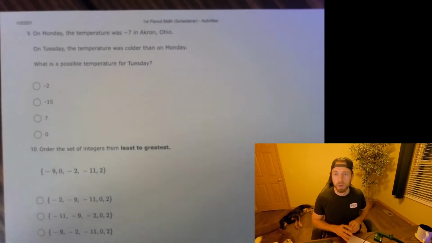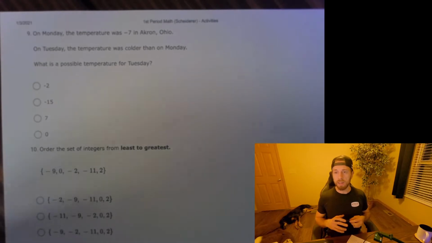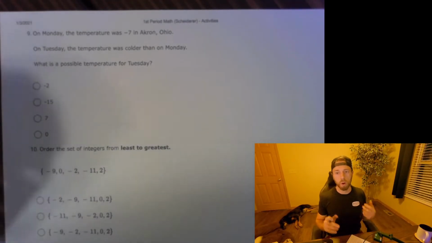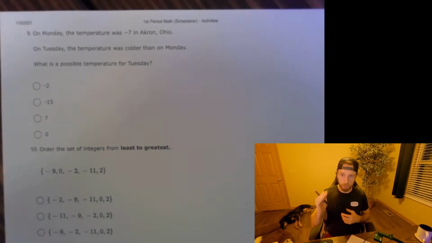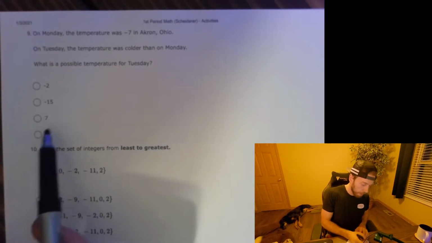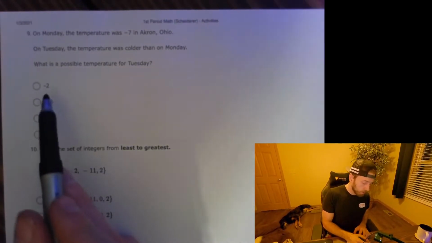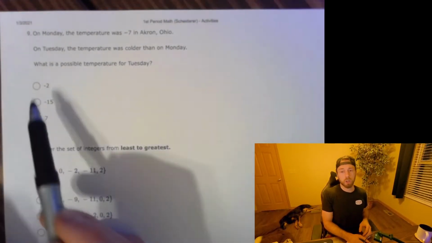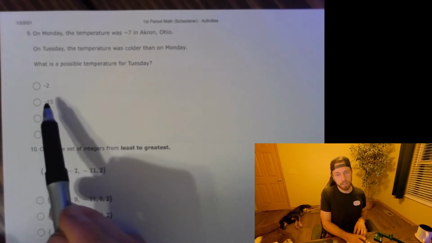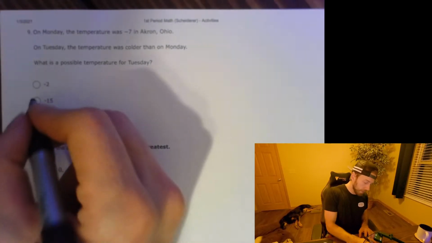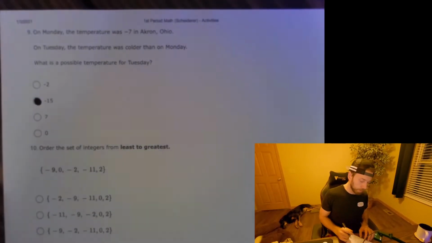Number 9. On Monday, the temperature was -7 in Akron, Ohio. On Tuesday, the temperature was colder than on Monday. What is a possible temperature for Tuesday? We're looking for a number smaller than -7. So if we look at all these numbers here, remember we just talked about this in the last problem. Numbers that are smaller than -7 will actually look like they're bigger. Like -15 is actually smaller than -7 because going backwards on that number line takes you deeper into the negatives. That's going to be our answer.